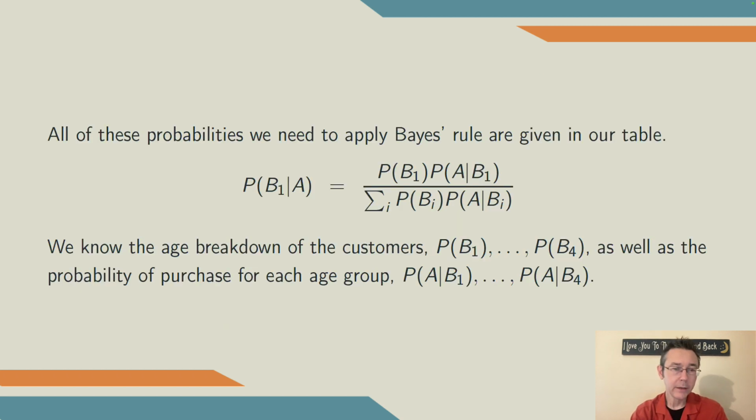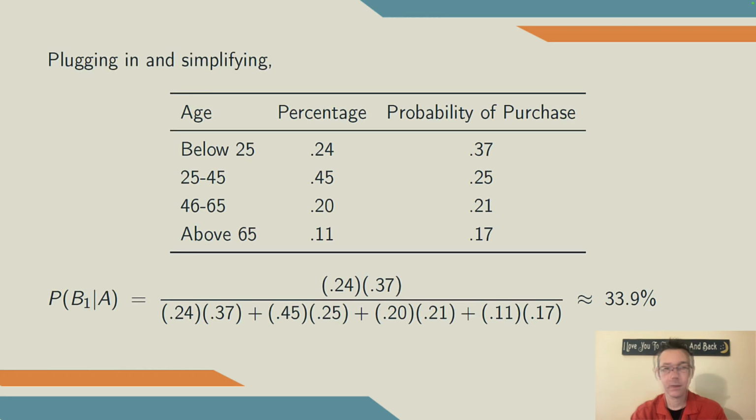All of the probabilities now are things that we have from the table. We know the probability of B1, B2, B3, and B4. Those are just the probabilities that the person is in a certain age group. And we know the conditional probabilities, P of A given B1, etc. Those are just the probability of purchase within each of those age groups. Plugging in and simplifying, we get the probability that the person is below the age of 25, given that they made a purchase, is about 33.9%.